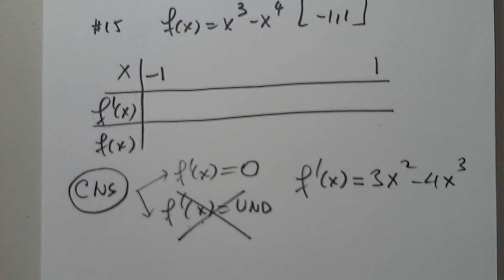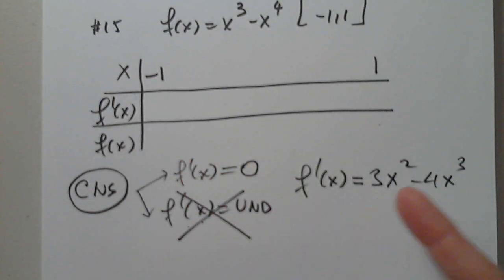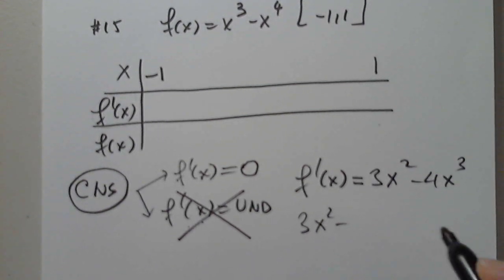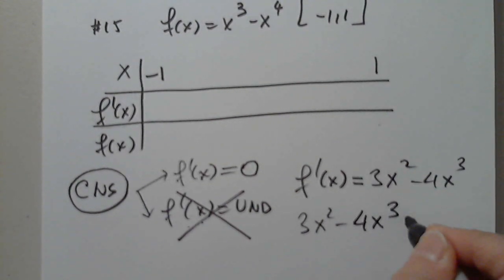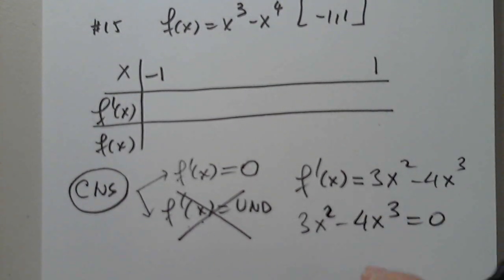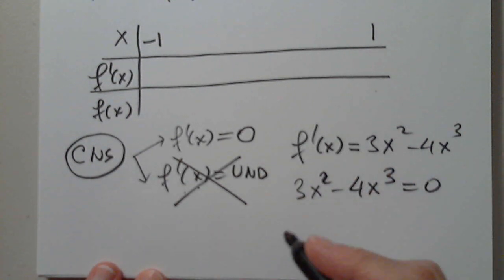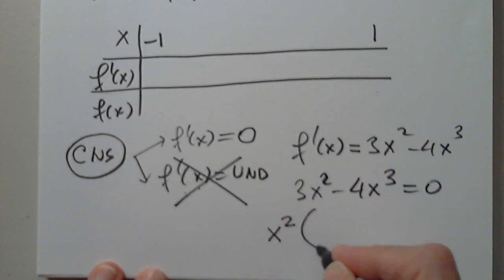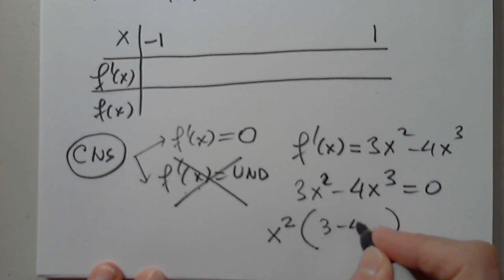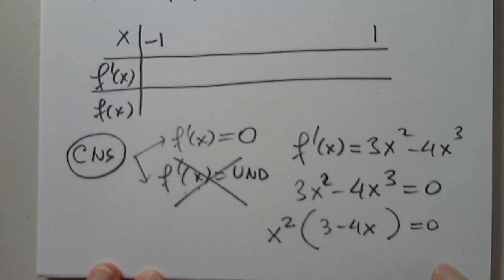Of course, I'm going to cross this out. Why am I crossing this out? How come that this function cannot be undefined? A polynomial. Of course, it's a polynomial. Very good. So I can only solve this equation, which is 3x squared minus 4x cubed equals 0. Do not simplify by x or x squared. You have to pull it out. So 3 minus 4x equals 0.